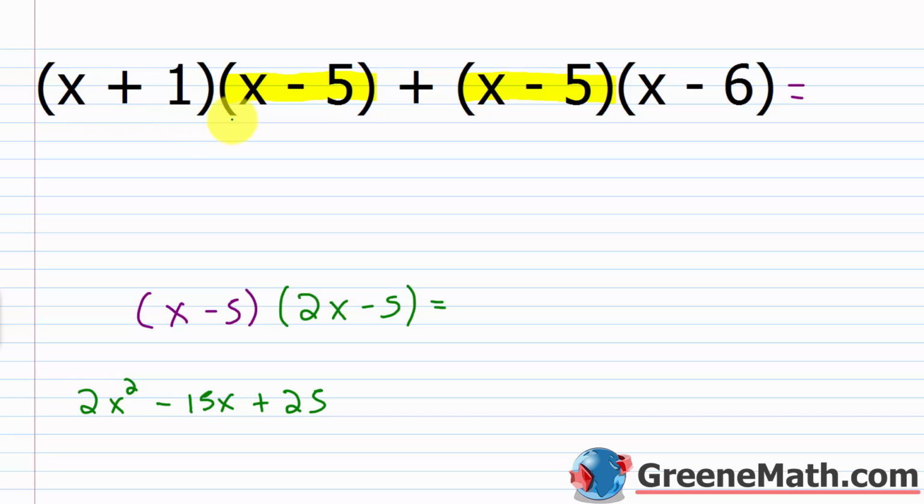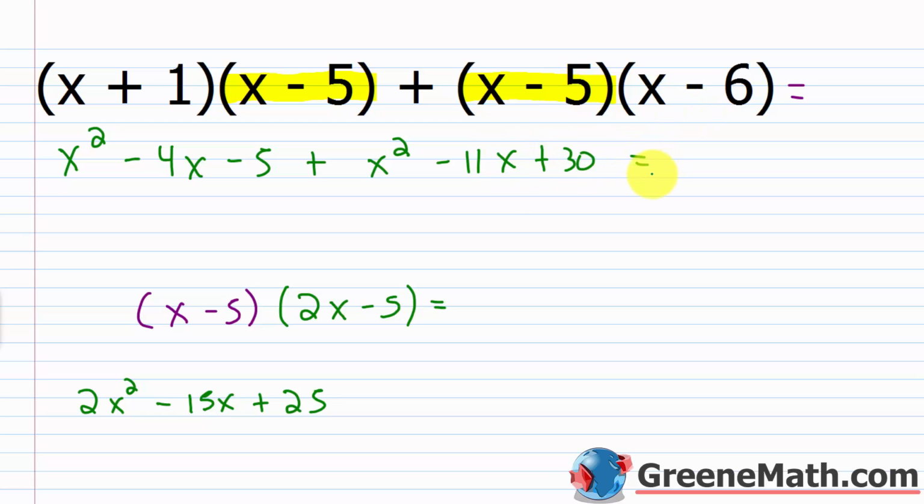Now if I go through here, x times x is x squared. The outer would be minus 5x. The inner would be plus 1x. And the last would be minus 5. So this guy right here in the middle would combine to be minus 4x. So I'd have x squared minus 4x minus 5. And plus, over here I would have x squared. My outer would be minus 6x. My inner would be minus 5x, so that would be minus 11x if I combine the two. And then my last would be plus 30.